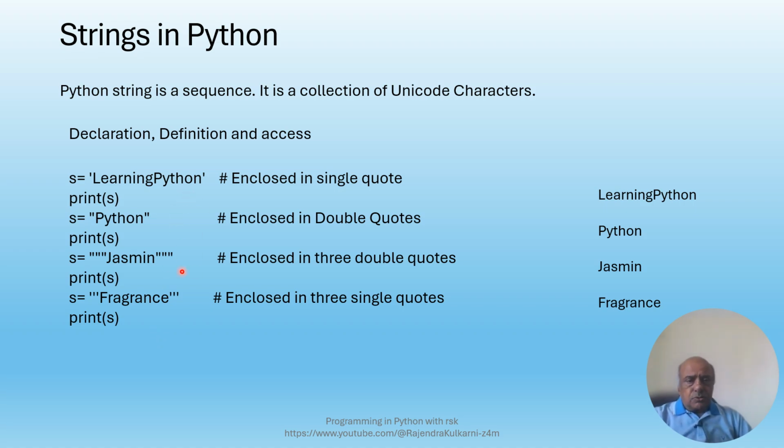Some of these ways have special meaning, such as when a string is within 3 double quotes, we can have a multiple line string which can be assigned to a string variable using 3 double quotes. This is the unique property of using 3 double quotes.